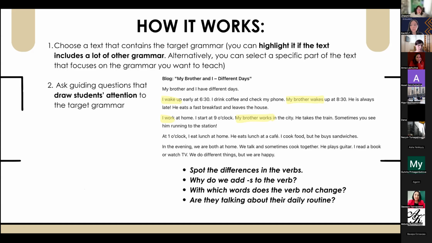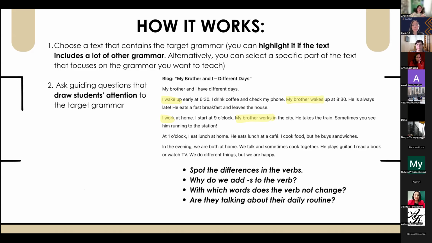Now, with which words does the verb not change? We notice with which word the verb does not change. And he says, oh, with I. Uh-huh. So does it mean we...? Here, I think I would also highlight "we talk and sometimes cook together," but I haven't. But this one you can also do, so they would notice not only I, but also we. So you can say, oh, with I and with we. Uh-huh. So we don't use it with I and we. What else do you think? We, yeah.